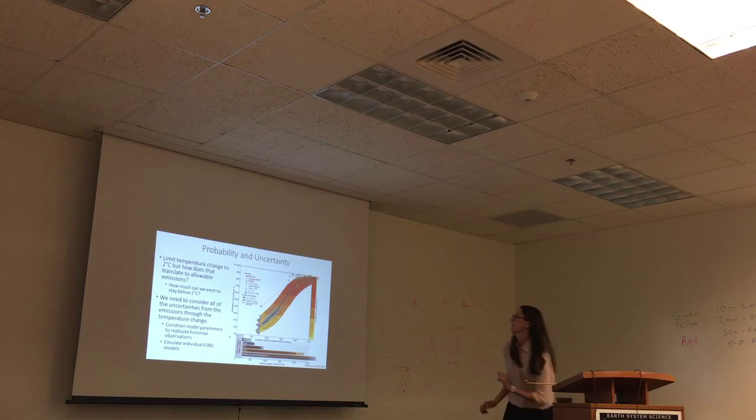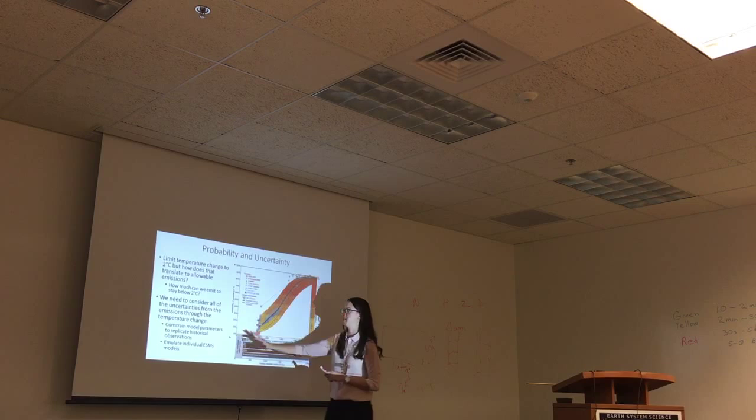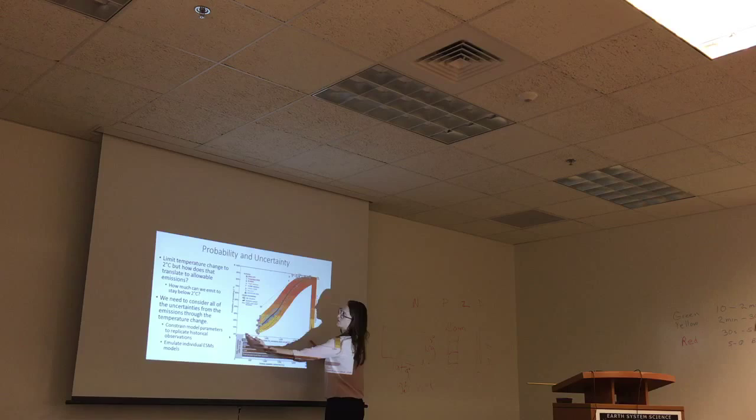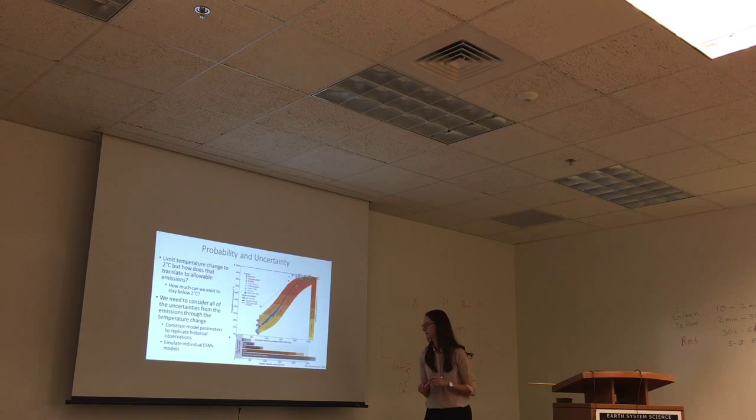So here's our probability of exceeding 2 degrees, from a 100% chance to a 0% chance. And here are our emissions of carbon going from zero to 2,500 gigatons of CO2. And then in the shaded areas, the probability of staying below, so very likely up to very unlikely.